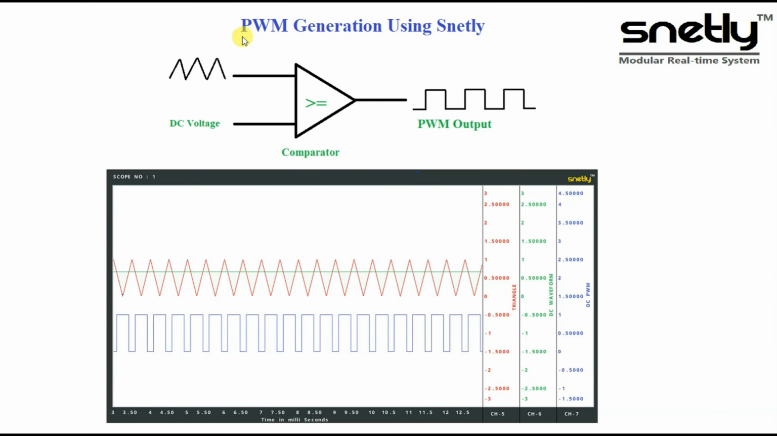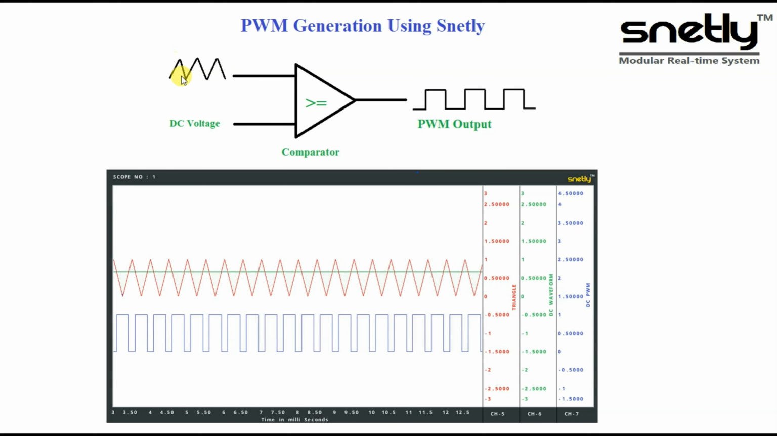Here is the basic concept behind PWM generation. To generate a PWM, we require two signals: one will be your carrier signal and the other will be your reference signal. For the reference signal, we are using DC, and for the carrier signal, I am using a triangle waveform. We need to compare these two signals with a comparator, and we need to give a comparator logic. Logic can be different: greater than, lesser than, equal to, greater than or equal to. Here I have given greater than or equal to. So based on the input condition and the comparator logic, we will get the digital output, which is nothing but the PWM output.